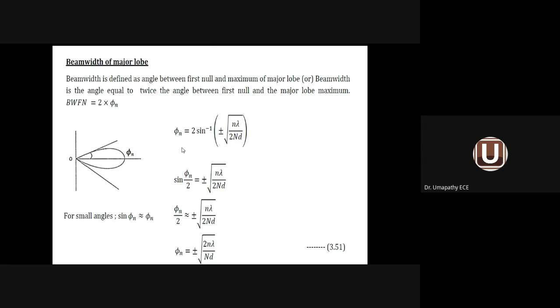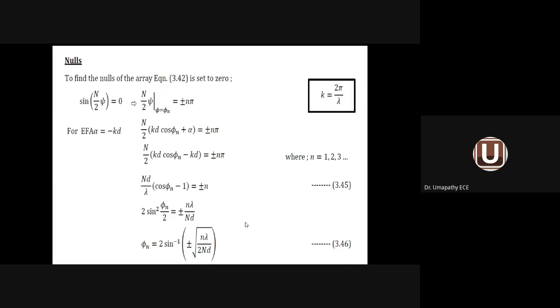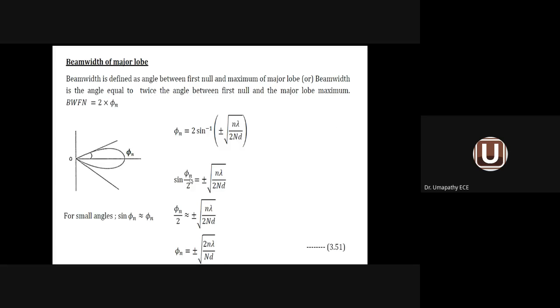BWFN. Phi n equal to 2 sine inverse of, where you got this from the second parameter. This one. I'm bringing it here. Now I'm taking sine on both the sides to cancel. Sine phi n by 2 equal to plus or minus root of n lambda divided by 2 Nd. Sine of any smaller angle equals the angle. So I am removing the sine. Phi n by 2 equal to plus or minus the root. Phi n equal to plus or minus root of 2 n lambda divided by Nd.